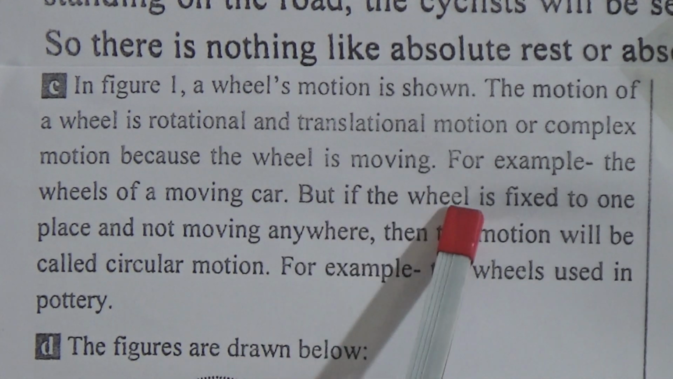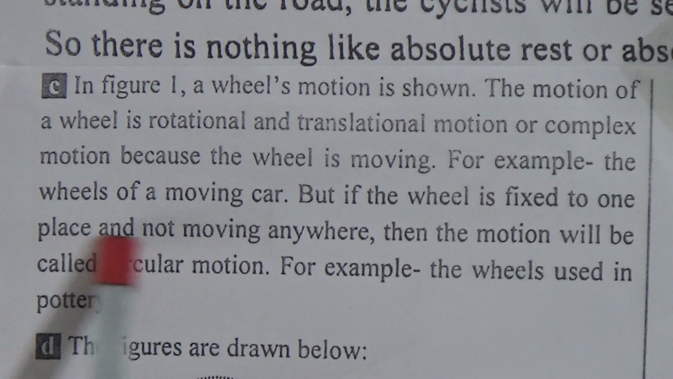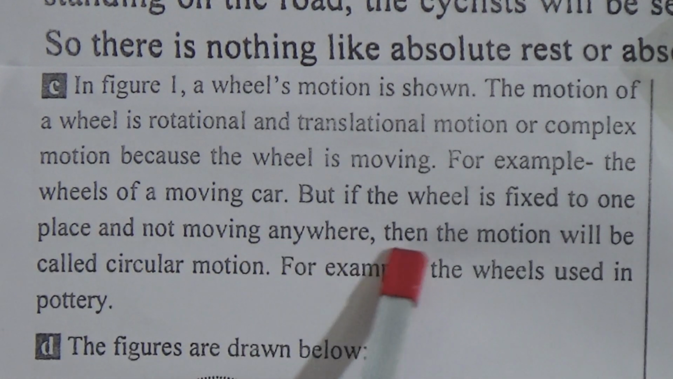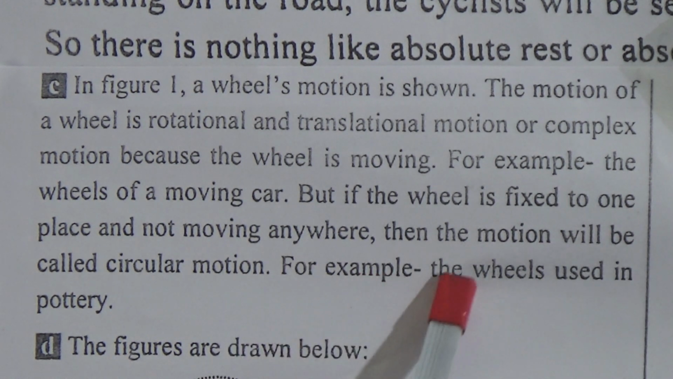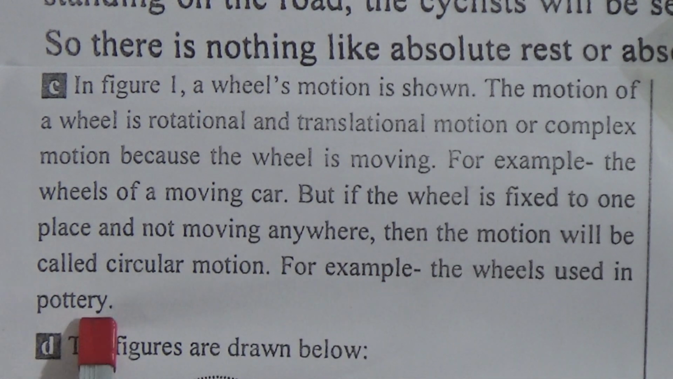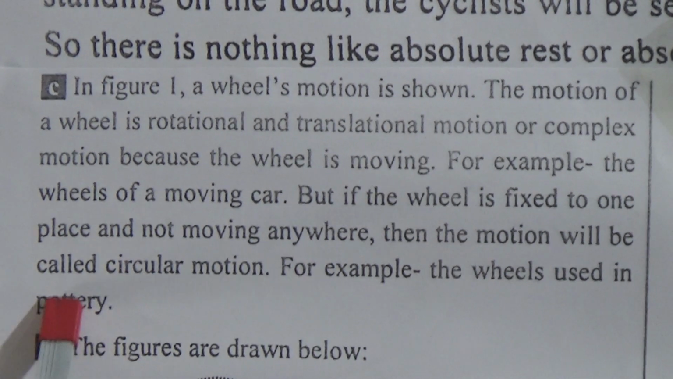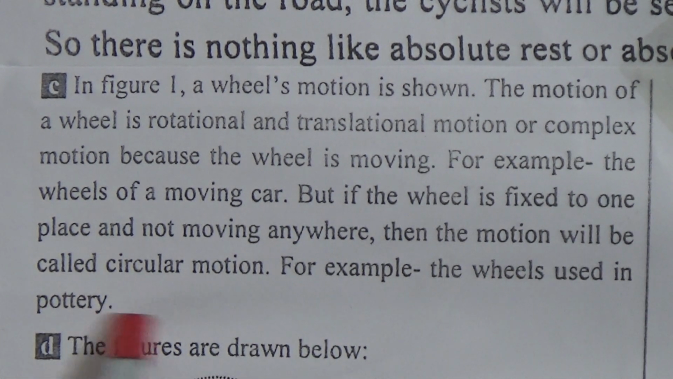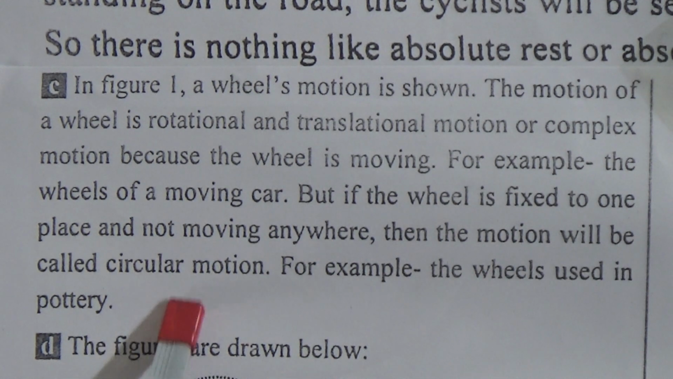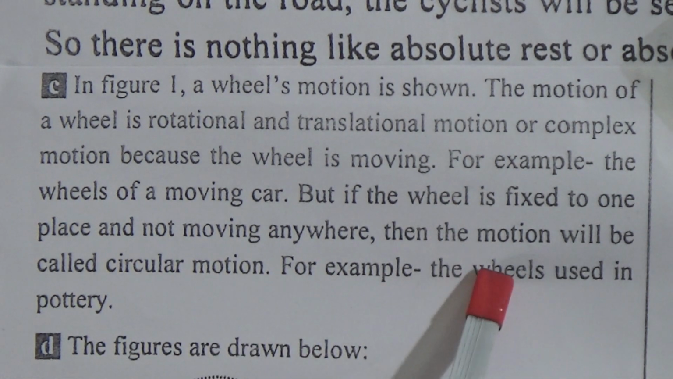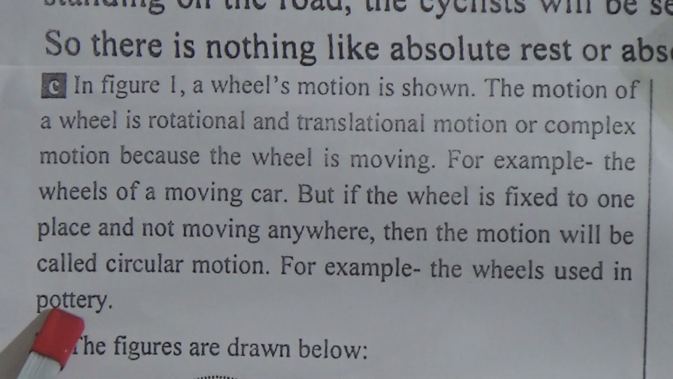But if the wheel is fixed to one place and not moving anywhere, then the motion will be called circular motion. For example, the wheels used in pottery. That means it only has rotational or circular motion, but it can't pass along a linear path. That's why a pottery wheel has only rotational or circular motion.